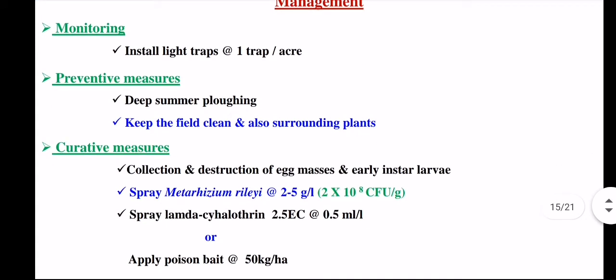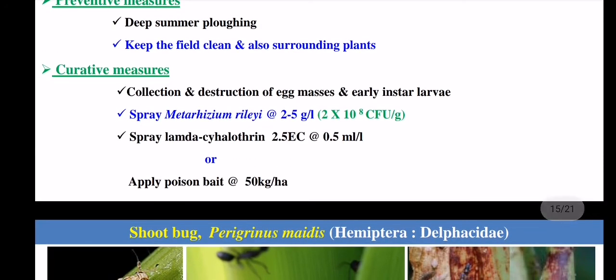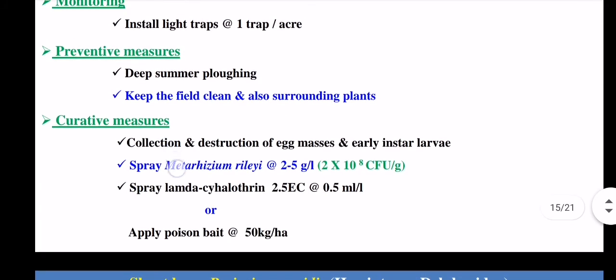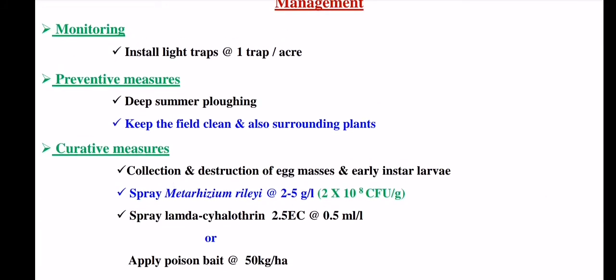And then curative measures: you can spray Metarhizium at the rate of 2 to 5 gram per liter, or spray lambda, which is a very common insecticide. You can apply lambda 2.5 at the rate of 0.5 ml per liter, or you can also apply poison baits at the rate of 50 kg per hectare. So these are the major common insect pests of this crop.